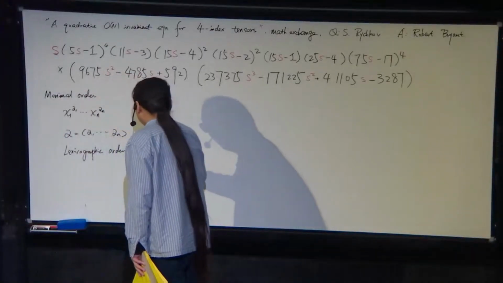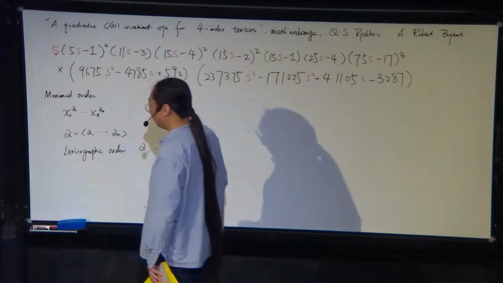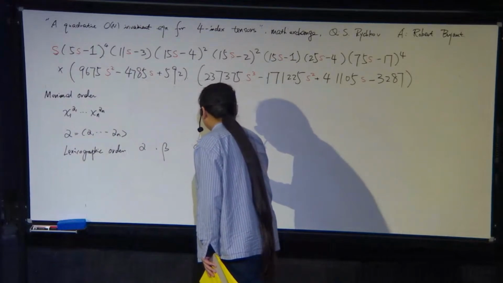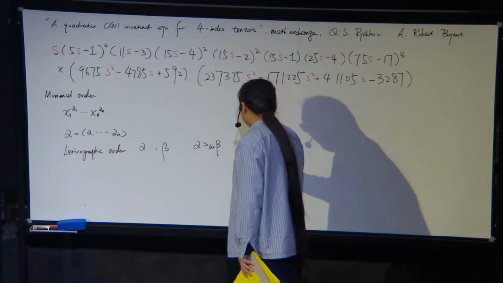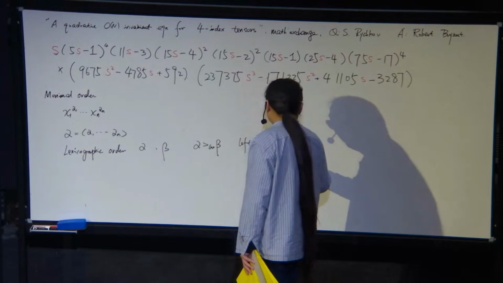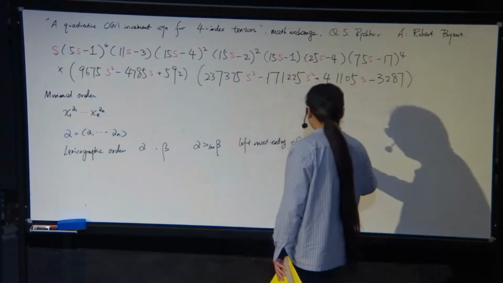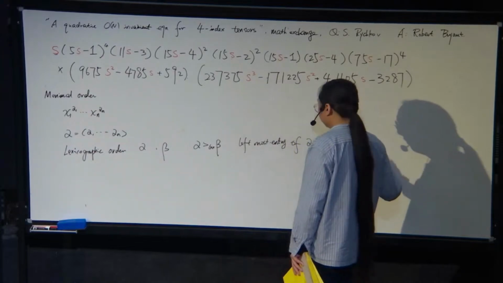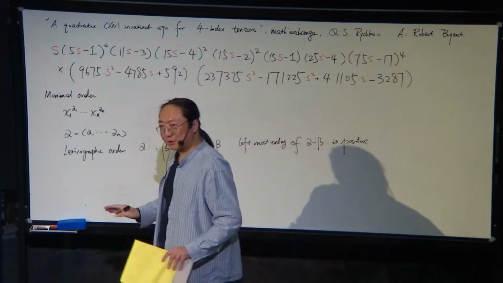For two monomials given by alpha and beta, I define alpha to be bigger than beta in lexicographic order as long as the leftmost entry of alpha minus beta is positive. Okay?